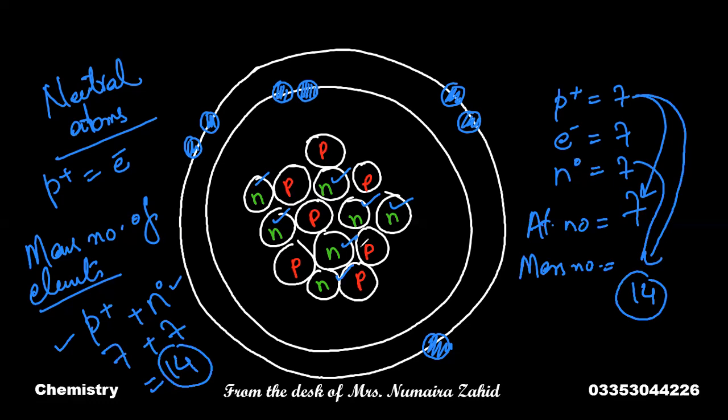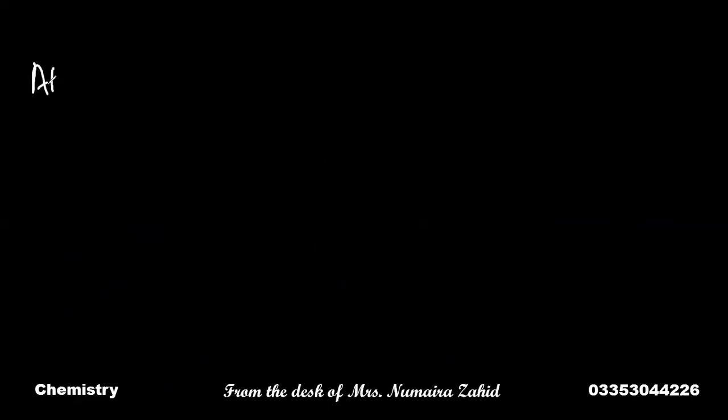So in this way, we can find how many protons, electrons, and neutrons are present inside an atom. How can we find all these details? Let's begin with atomic number.